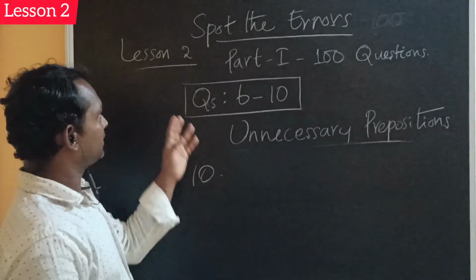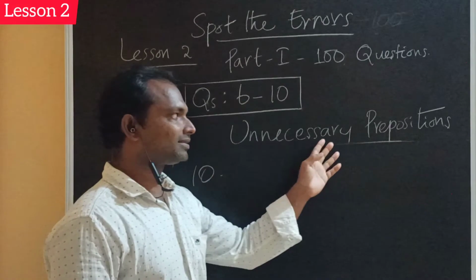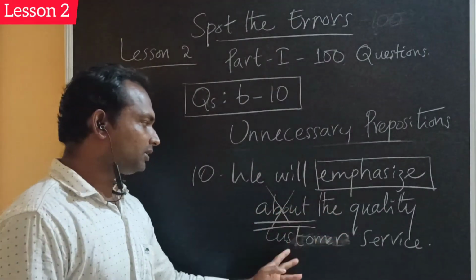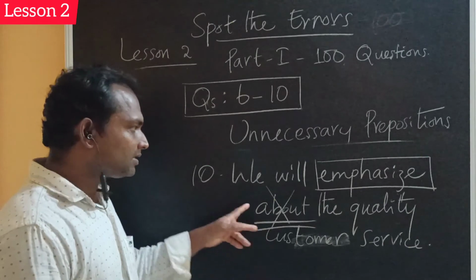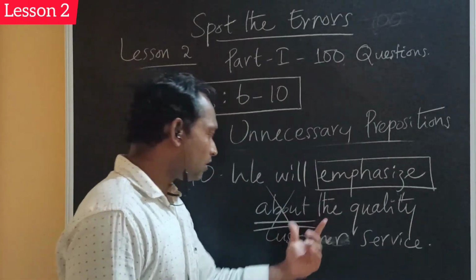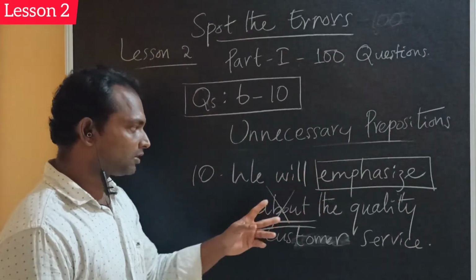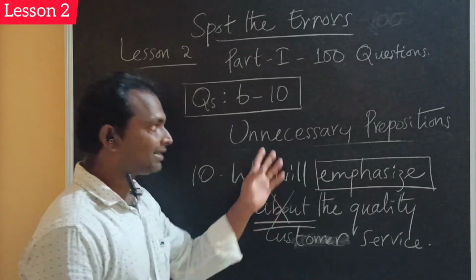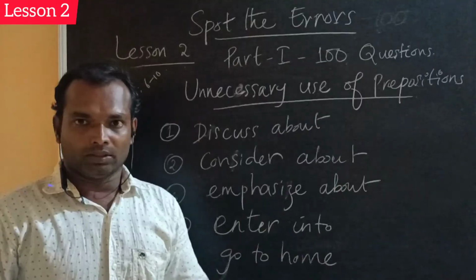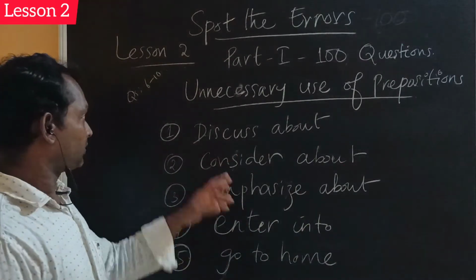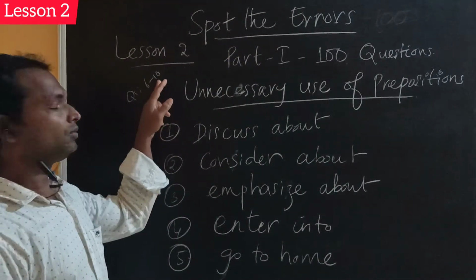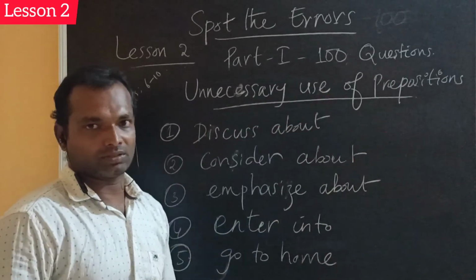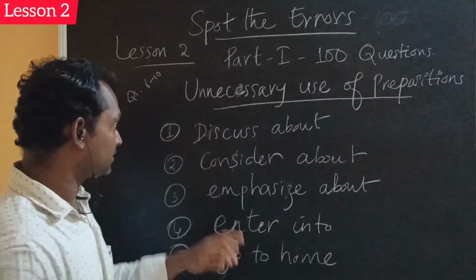The 10th sentence in lesson 2, on unnecessary use of preposition. We will emphasize about the quality customer service is incorrect. We will emphasize the quality customer service. The verb emphasize does not take the preposition about. Here we use the preposition about unnecessarily. Let us quickly recall what we have learned so far, the sentences from 6 to 10. Lesson 2, unnecessary use of preposition. We use prepositions unnecessarily sometimes.